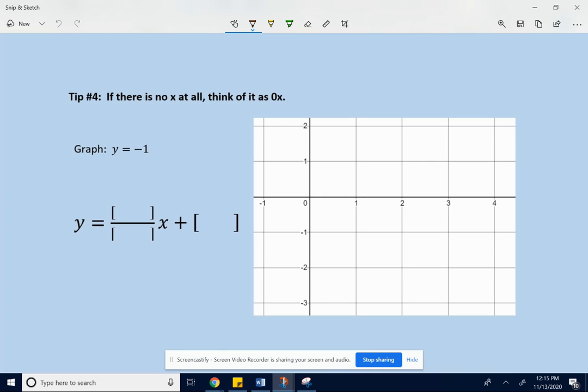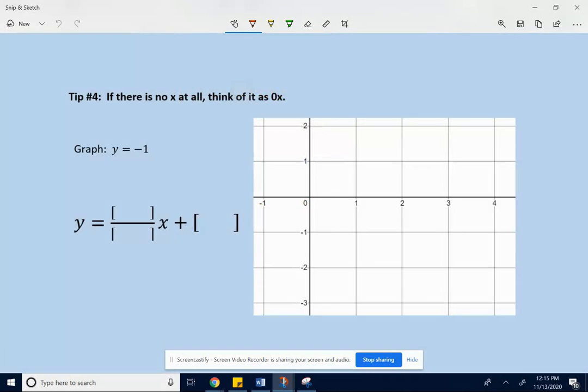Okay, let's graph y equals -1. We've been saying we want a fraction sitting in front of the x, and we want a number after the plus so that we know what the y-intercept is after the plus, and we know what the rise and the run are, which would be in front of the x. But this is a little bit different because there isn't even an x there.